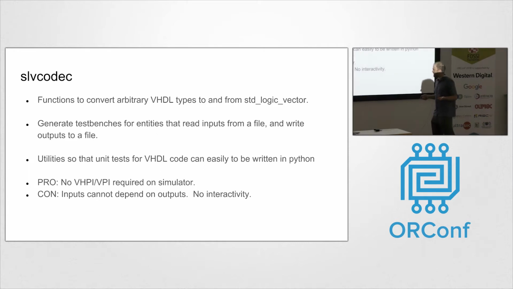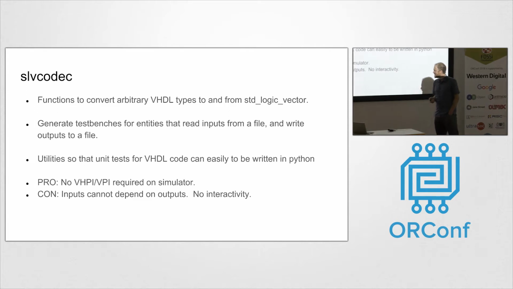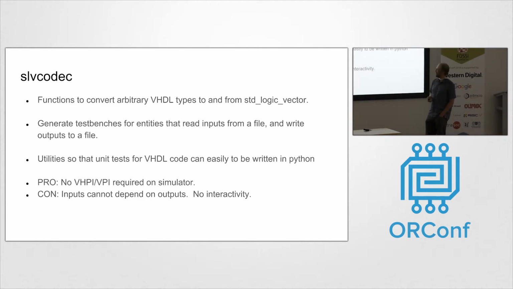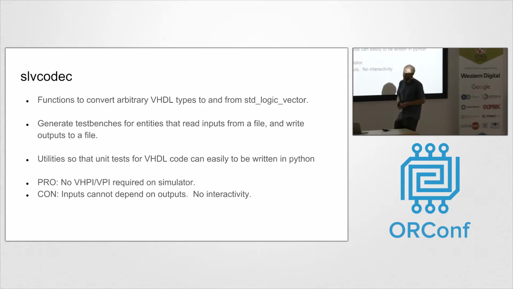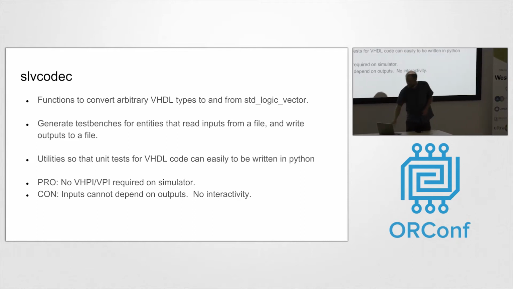So the pro is, you don't need VHPI or VPI on the simulator. The con is the inputs can't depend on the outputs, and that's a really big con. I think in this case, the cons probably outweigh the pros, and if I was going to go back and go again, I'd just use CocoTB, but it's kind of cool. Even if I end up going back to CocoTB, I'll still use the conversion functions to get to and from standard logic vectors.